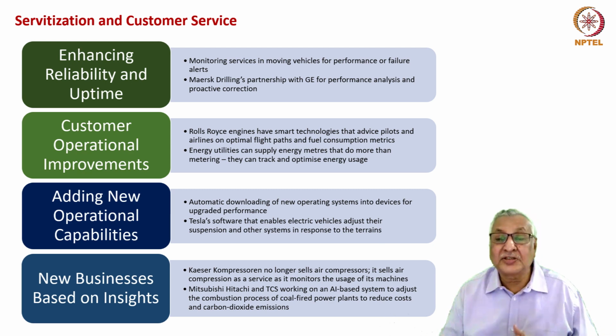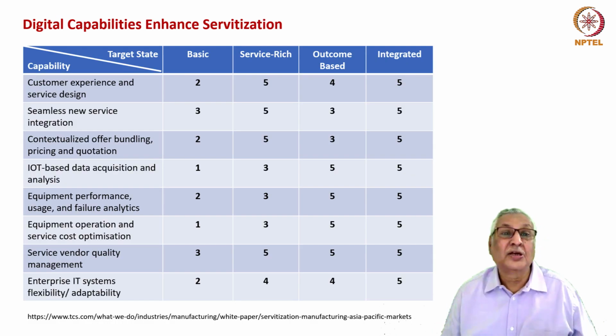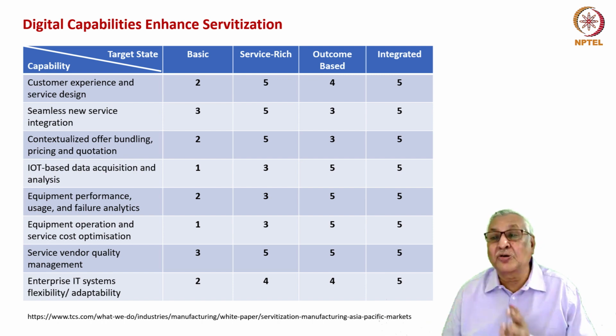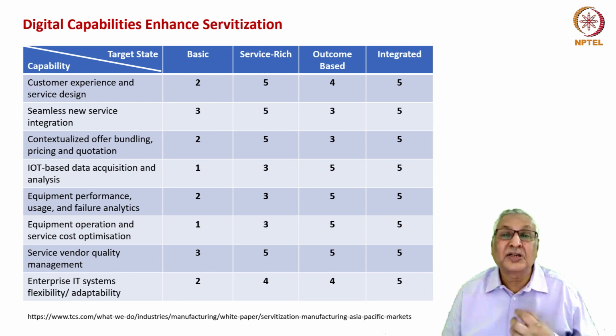Mitsubishi Hitachi and Tata Consultancy Service are working on an AI-based system to adjust the combustion process of coal-fired power plants, and that will reduce costs as well as carbon dioxide emissions. So new business segments are evolving because of servitization, which involves the manufacturer to be part of the customer's journey of operating a particular equipment. But to be able to have that level of design capability and enhance servitization, and to move from a basic stage to an integrated outcome based stage, you require certain capabilities.